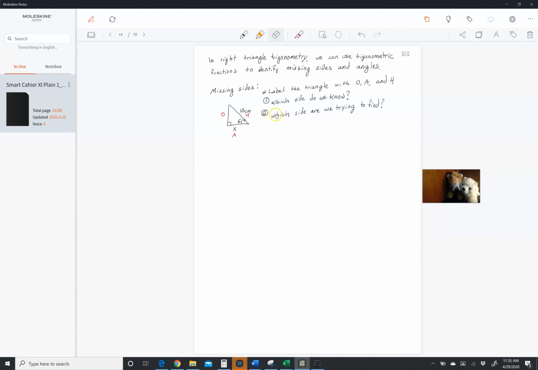So now we can answer these questions. Which side do we know? Well, here we're given the length of 10 centimeters, so we know the hypotenuse. And then, which side are we trying to find? Well, that's the unknown side, and that's the adjacent. So the third question that follows, and I put this in red because this is like the big question in solving, is which function uses the two sides we found in 1 and 2?